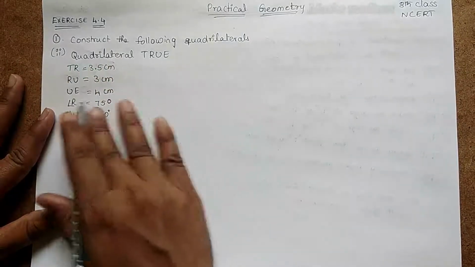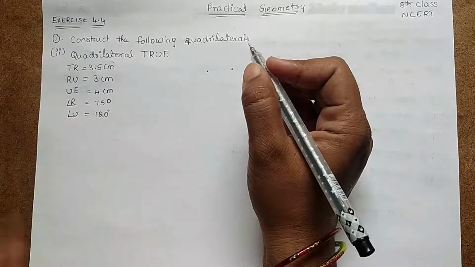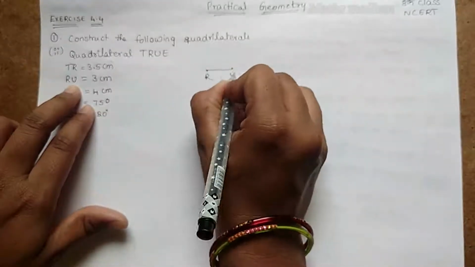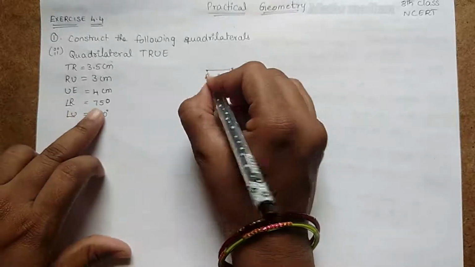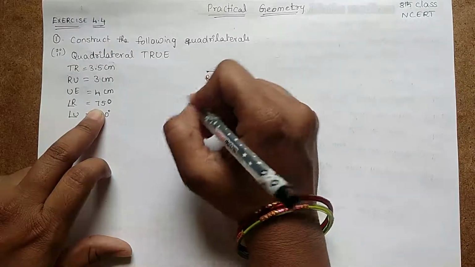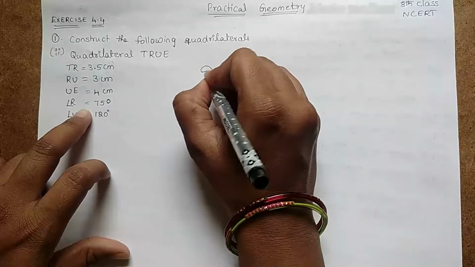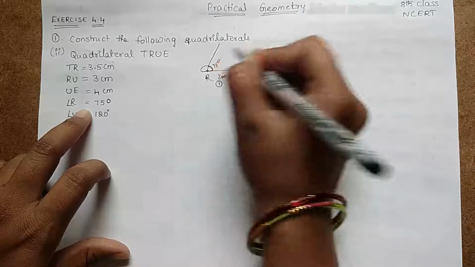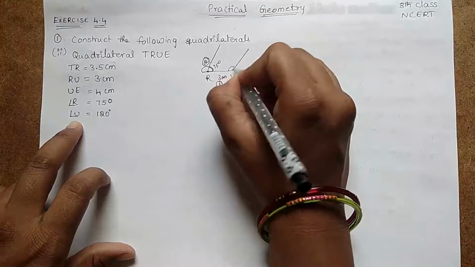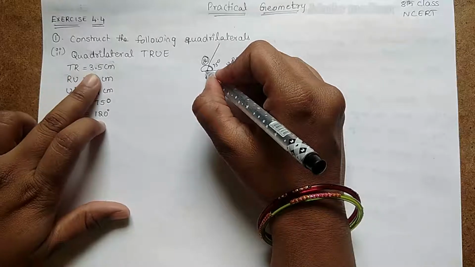So let's make step 1: take any base. So here we have angle R and angle U. Now take a base as RU, that is R, this is U, 3 centimeters, and take the protractor here, this is step 1. Make the angle 75 degrees at R. Similarly angle U, this is step 2, that is 120 degrees. Okay, now we have TR as 3.5 centimeters.